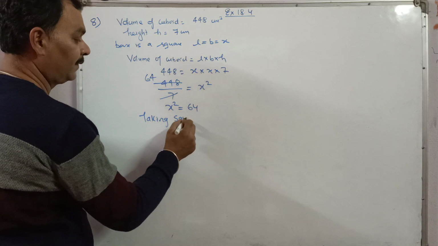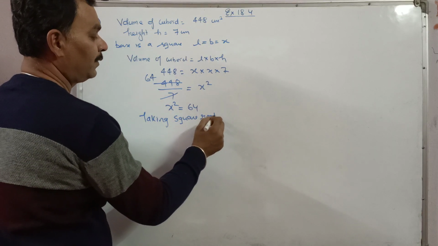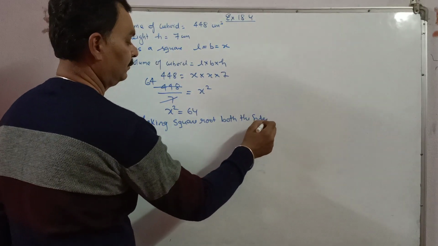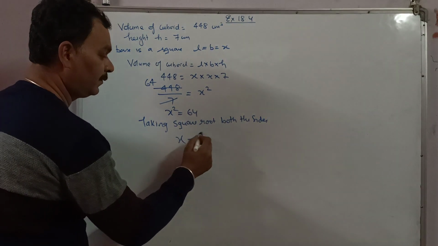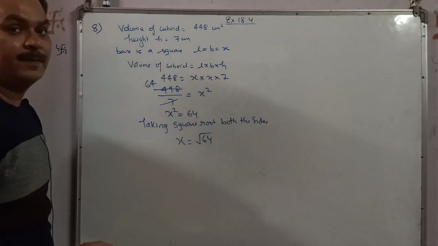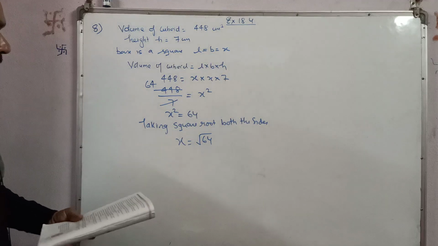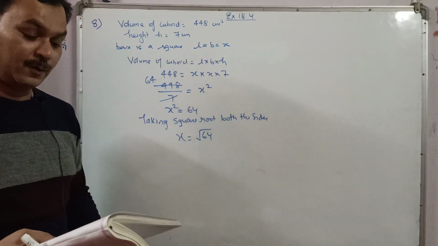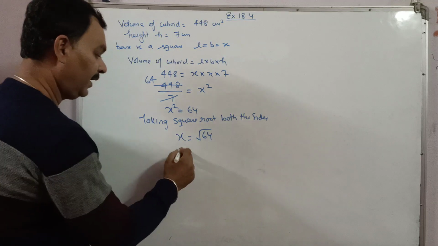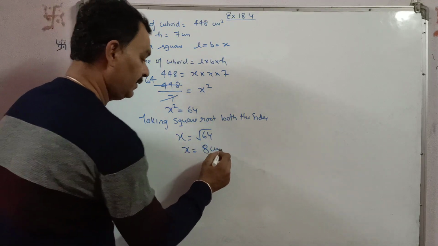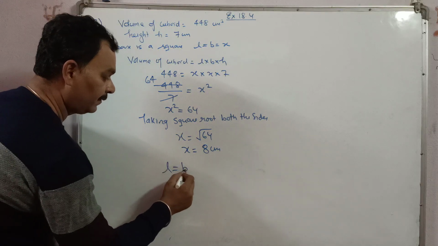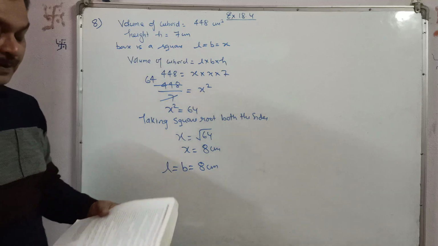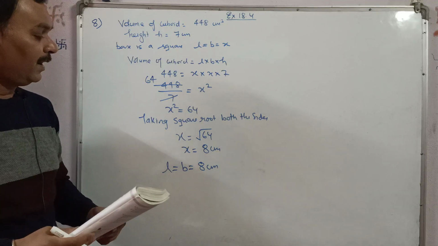Taking square root both sides, x is equal to under root 64. Again, I have neglected the negative value, as we know that the side of the cuboid cannot be negative. So x is equal to 8 centimeter. So length and breadth of this cuboid is 8 centimeter, or the side of the square base is 8 centimeter.